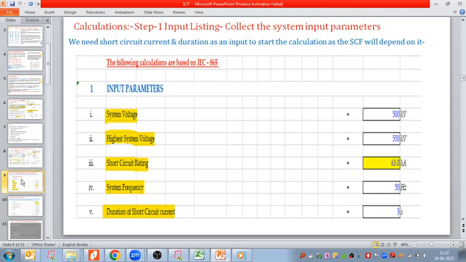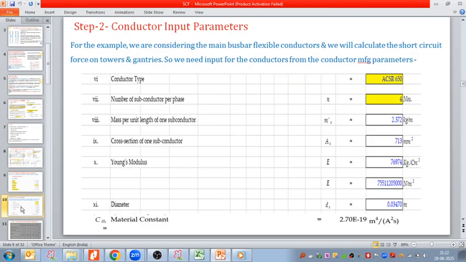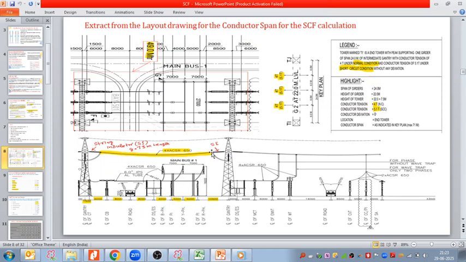Then we require the conductor parameters. What conductor am I using? Because we need to know about its elasticity factor, the Young's modulus. So we need to know about the conductor. For this example, we are considering the main busbar flexible conductor in that project, and we will calculate the short circuit force on the towers and gantry, on this tower and gantry.